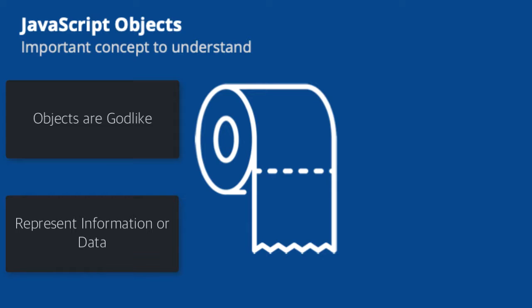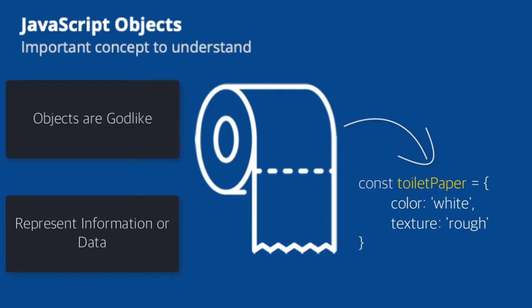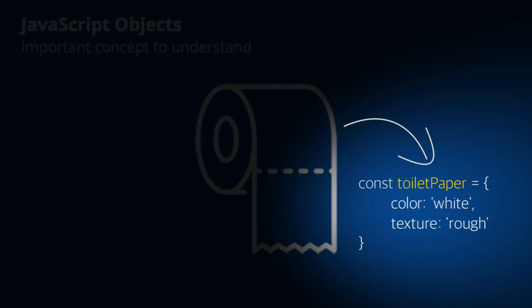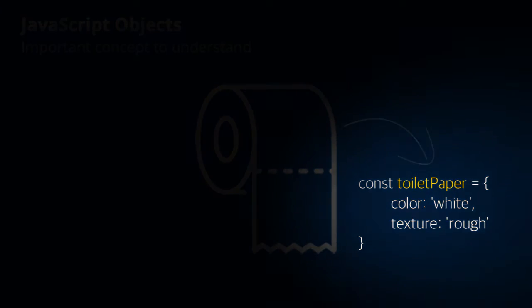But what if we wanted to represent something more? Like say we wanted to describe an entire object, say like toilet paper. Well, to describe toilet paper, we can use an object in JavaScript to hold a collection of properties in what are called key value pairs. This is fundamental. Rewind, whatever, ask me questions, but you have to start from here.